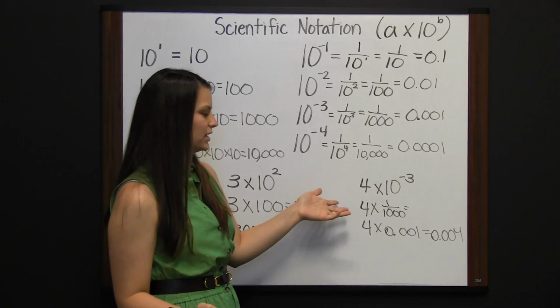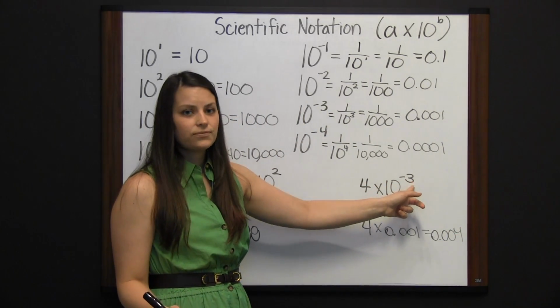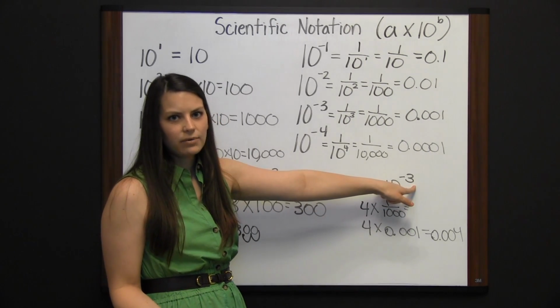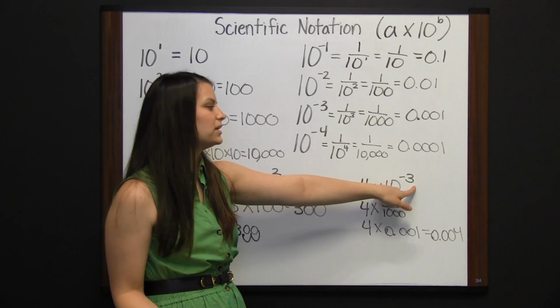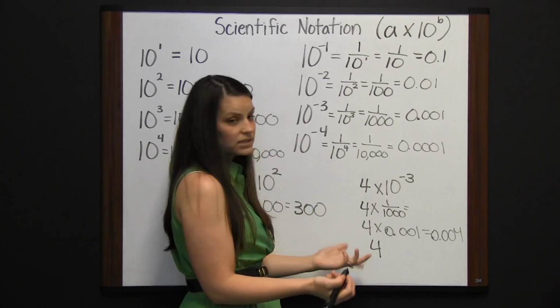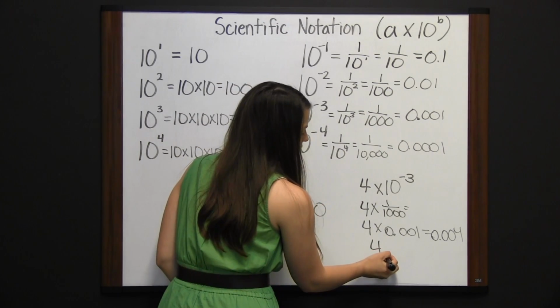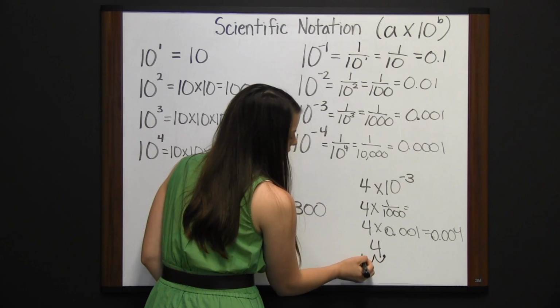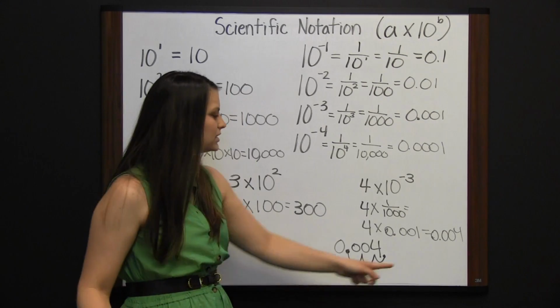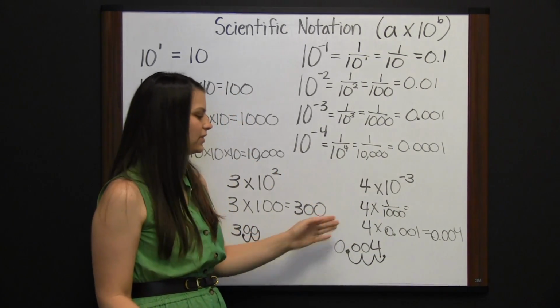And the other way to do this is just to take that negative 3 power, and this negative third power just means to move your decimal 3 places to the left. So we would take our 4, and our decimal is behind it, and just move it 1, 2, 3 places to the left, which is the same result we got by doing it the other way.